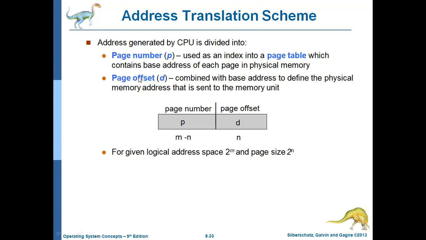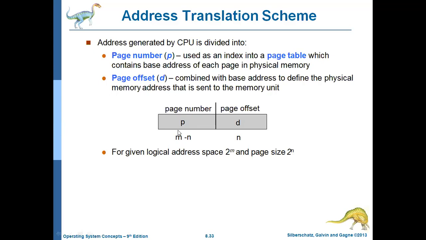In other words, you can call it the size of that particular page. That happens to be the page offset. It is given by D as a character, and the page number is given by P as a character. It is combined with the base address to define the physical memory address that is sent to the memory unit. It has two things, as I said: page number P and page offset D.